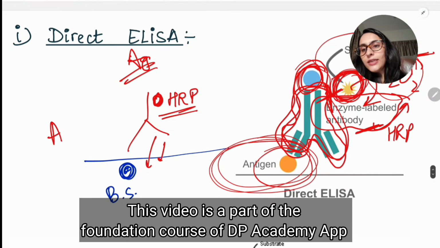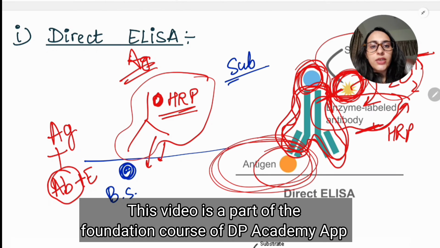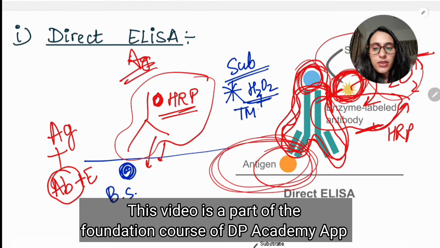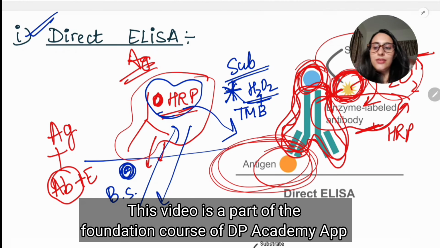Direct ELISA is when the antigen combines with the antibody. This antibody has got an enzyme, the HRP enzyme. And then we have a substrate here. This substrate contains the hydrogen peroxide. Along with that, it contains the chromogen. What is the chromogen? Tetramethylbenzidine. When this substrate reacts with this HRP, it is going to change the color. And we see the antigen-antibody reaction. So this reaction is pretty much visible when the colors come out. We know that antigen has reacted to antibody because there is a change in color. And this is the direct ELISA test.